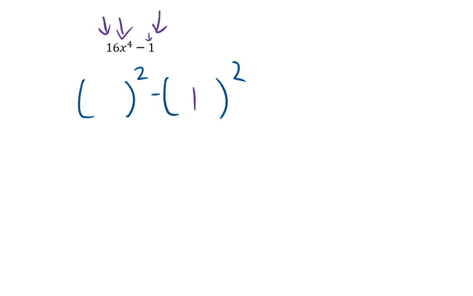This problem, I look at this, I'm like, oh, 16 is a square number, 1 is a square number, and x to the 4 is also kind of a square number. I could write this as something squared minus something squared. The thing I have to square to make 1 is 1. The thing I have to square to make 16x to the 4 is 4x to the 2. If I do 4x to the 2 and I square it, 4 squared is 16. X squared times x squared, that's x to the 4. So I'm good. I wrote it as something squared minus something squared.